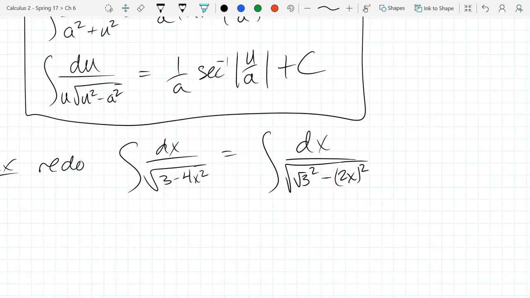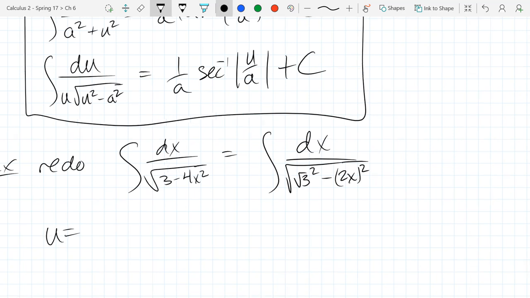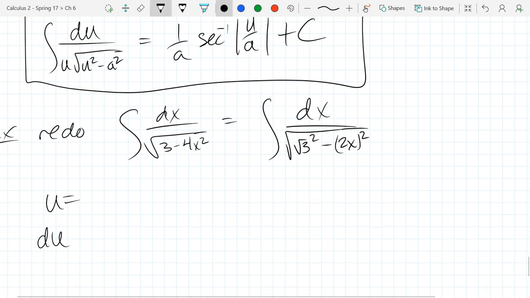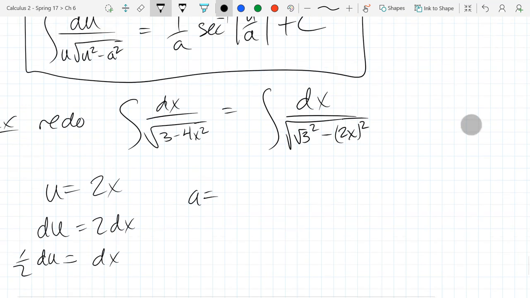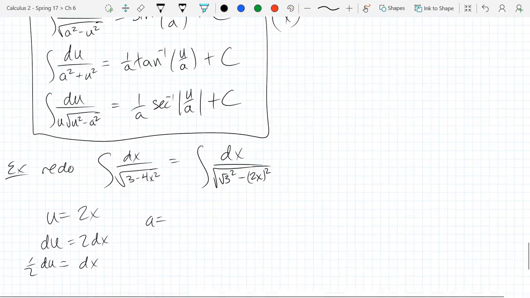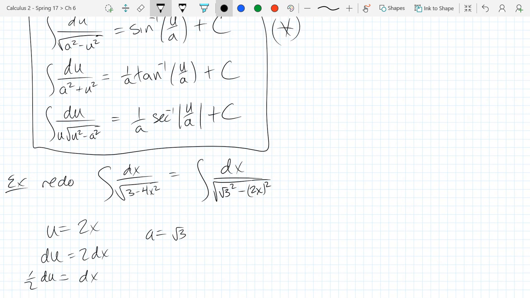So from here, you do need to make a u sub. What u sub needs to be made? 2x. So you got u equals 2x, so du is 2dx. We don't have a 2dx, we just have a dx. And what does a equal? A will be just the square root of 3, so it'll look like the a squared in the right form. So we're going to make all these subs now, so we're going to get a 1/2 as well. Du over square root, you could leave it as square root 3 squared, or you can write a squared.